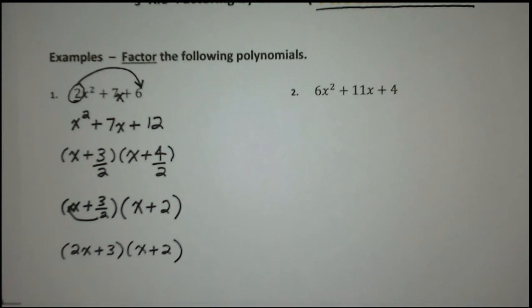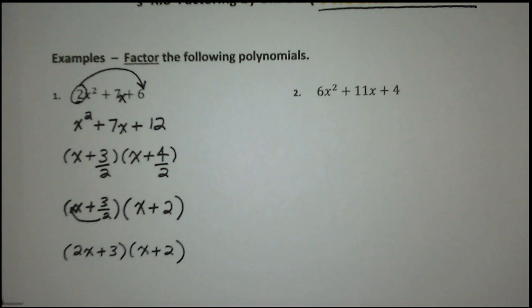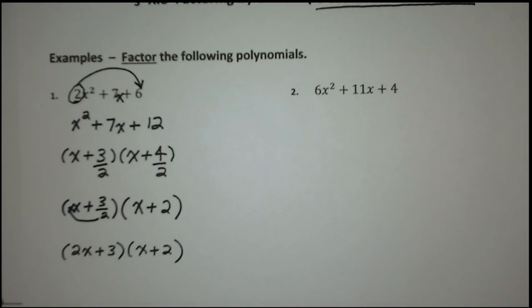So now this bubble becomes 2x plus 3, and guess what? That's the answer. Okay, you just follow those steps and you end up with the two bubbles that would multiply together to get 2x squared plus 7x plus 6.